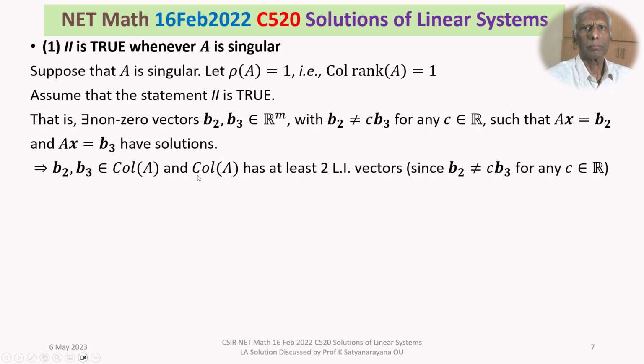So, the column space of A has at least two linearly independent vectors, which means the column rank of A is at least 2. That is, the column rank of A is greater than or equal to 2. But the column rank of A, we have 1. And now we got greater than or equal to 2, a contradiction. This contradiction is because of our assumption. Therefore, the option 2 is not true.